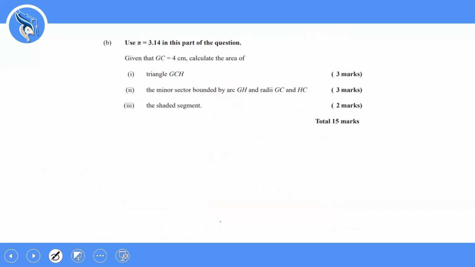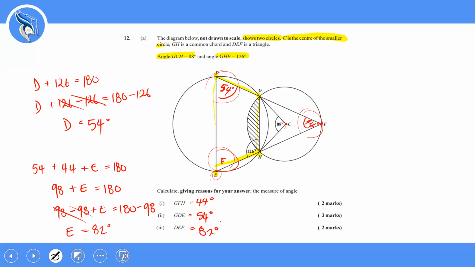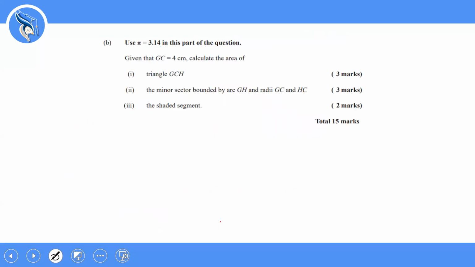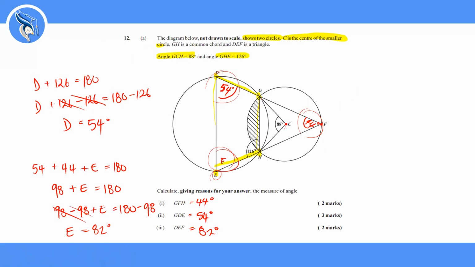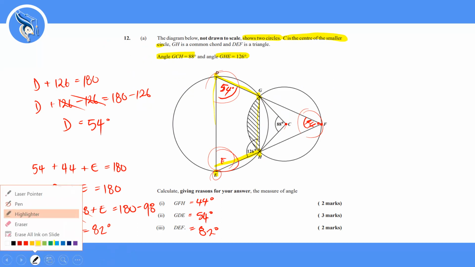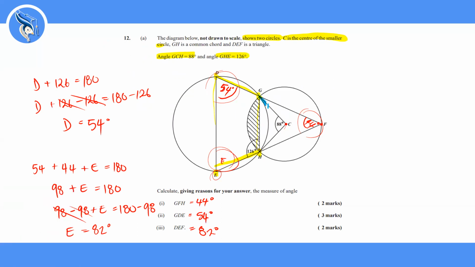This has a second part, which I promise you really isn't a terrible thing. So using pi as 3.14 in this part of the question, given that GC is equal to 4 centimeters, calculate the area of, number 1, the triangle GCH. All right, GCH is this tiny triangle here. I'm going to highlight it in blue so you can see it. And by now you must be able to tell that I really like the color blue.